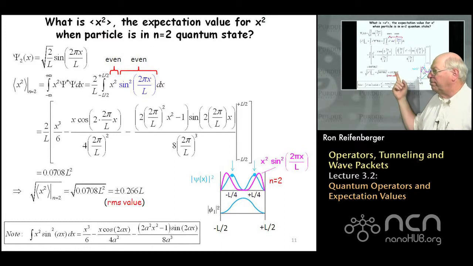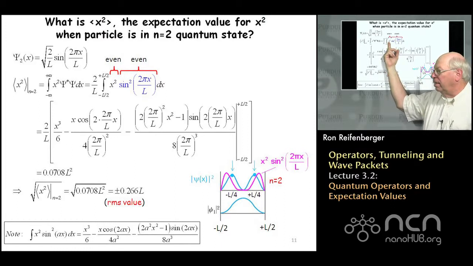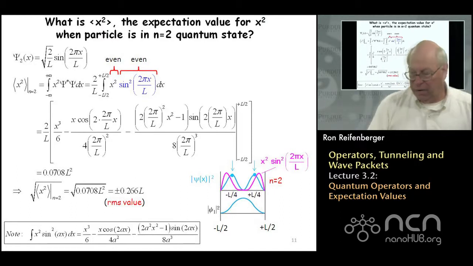If you sit down and think about it, what you're doing is evaluating the integral of sine squared, but weighting it by this factor x squared. And if you plot x squared sine squared, you get this purple colored line. It shows you that the major contribution to that integral of x squared sine squared comes from values out near plus or minus L/4, which is pretty close to the plus or minus 0.266 value of L that we obtained from the detailed calculation.